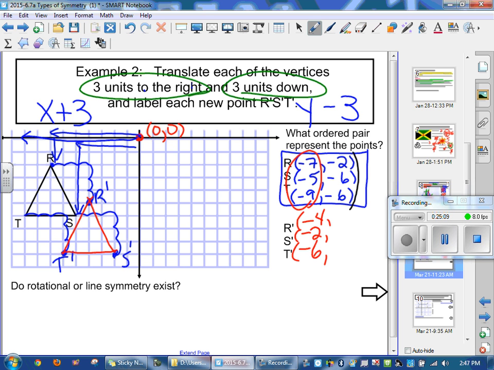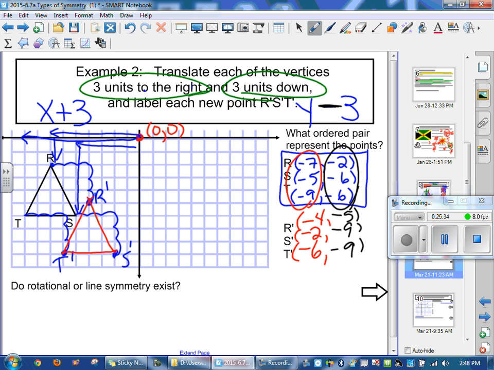We're going to do the same thing, but now these guys are telling us we're going down 3. Down means we subtract. So if I take negative 2 and I'm on the number line at negative 2, I'm going to subtract 3 more. Where do I end up? Negative 5. If I'm at negative 6 on the number line and I'm going to go 3 more left, where do I end up? Negative 9.